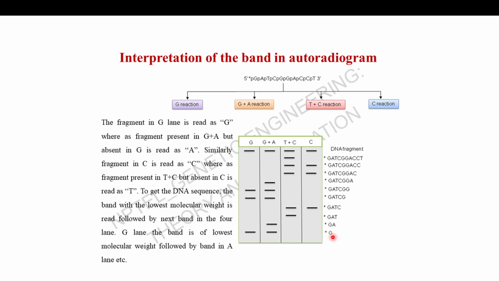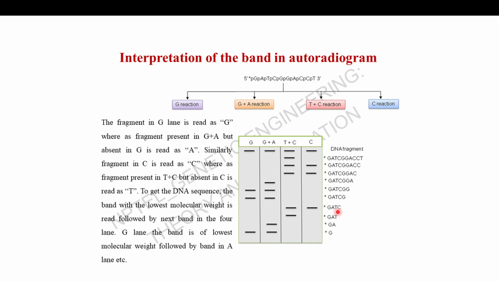Here also we have to move from the bottommost part and then move up. Okay. So this is G. Now here, this particular lane has both these areas, however one strand is missing here, so it becomes GA. Then the next smaller fragment is this one. It is present in T plus C, and so it becomes T here. However, here it is present in both the regions, so it becomes C here.